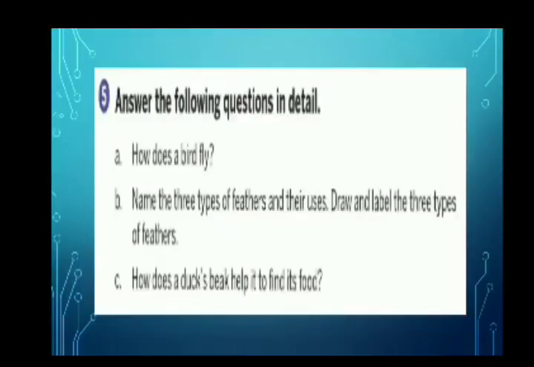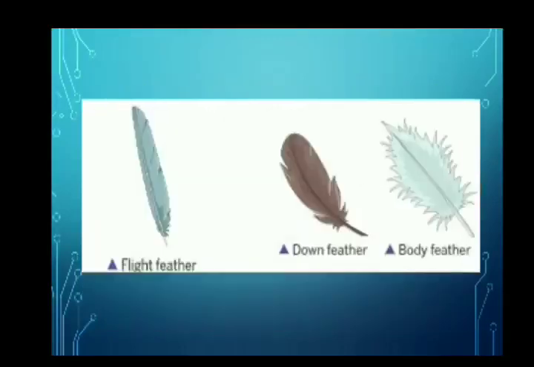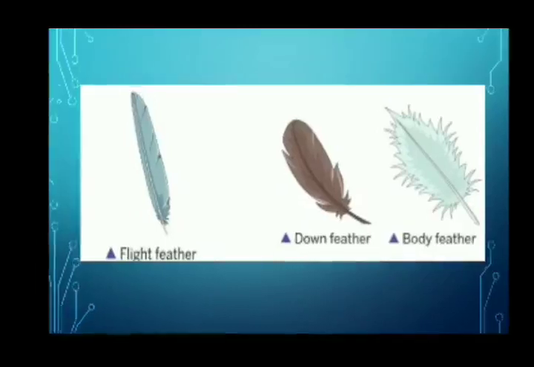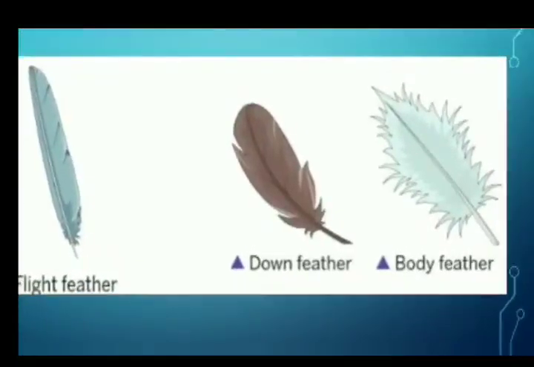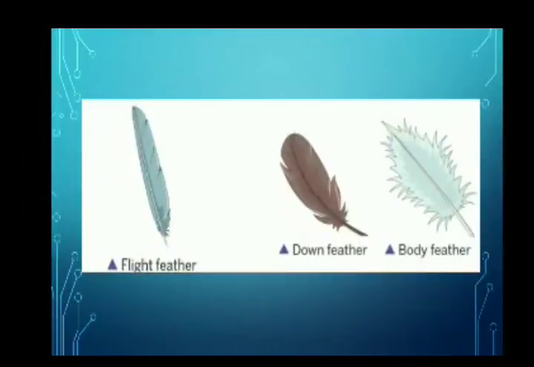Move to the next question, that is question number 5c. Answer the following questions in detail. Here for the question number B, you are supposed to draw the 3 types of feathers. So here are the 3 types of feathers: flight feather, down feather, and body feather. These 3 types of feathers you are supposed to draw in your notebook. You also will label which feather is of what kind.